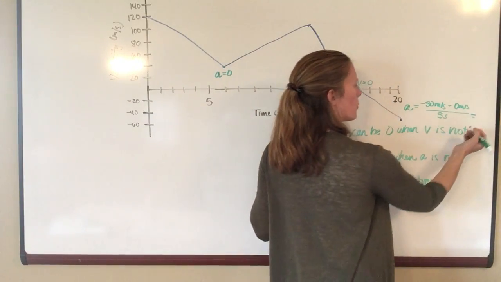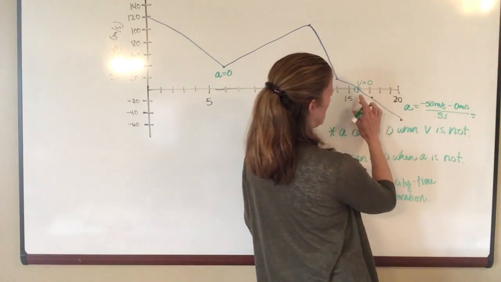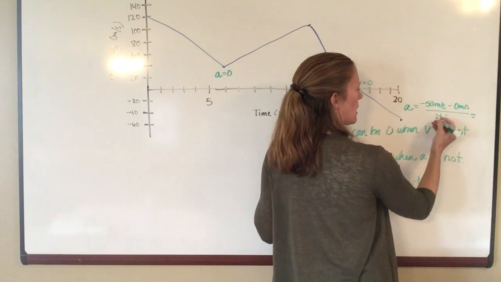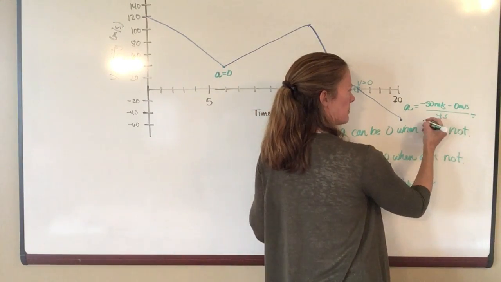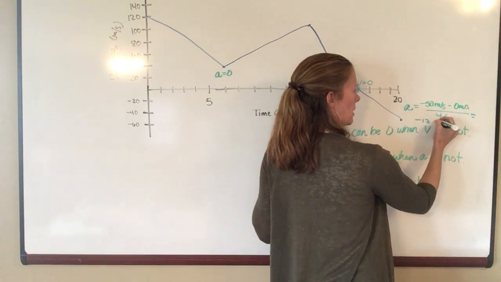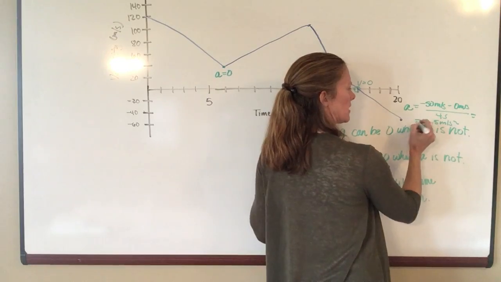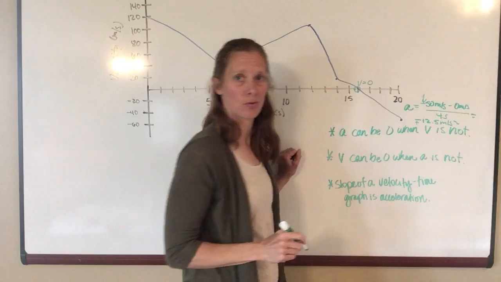Okay, so at that point, then, I have a negative 50 divided by 5. That should only be 4 seconds. Sorry, we're going from 16 to 20, so 4 seconds. So negative 50 divided by 4 is going to give me about negative 12 and a half meters per second squared. And so, yes, my acceleration is negative, but my velocity was also negative.